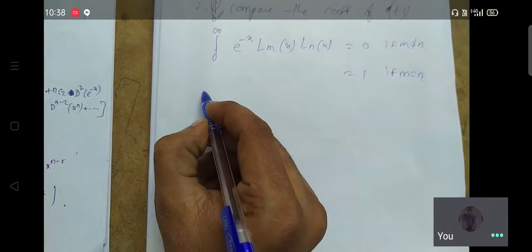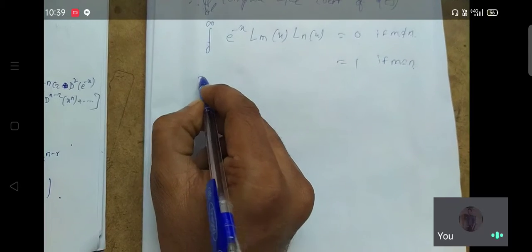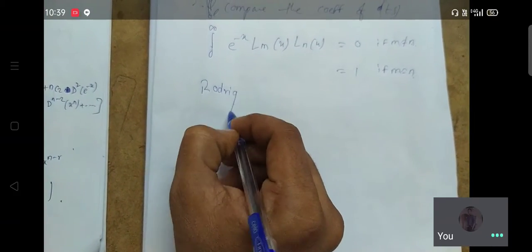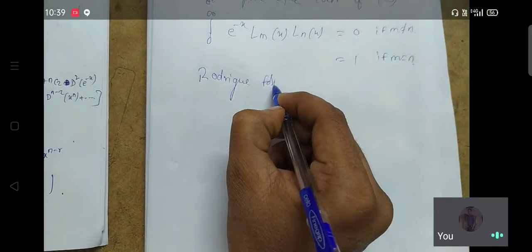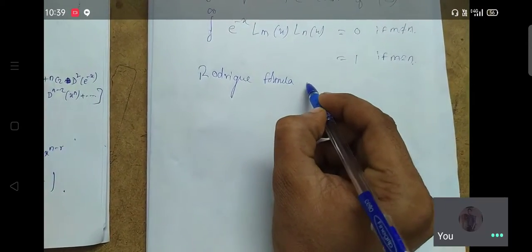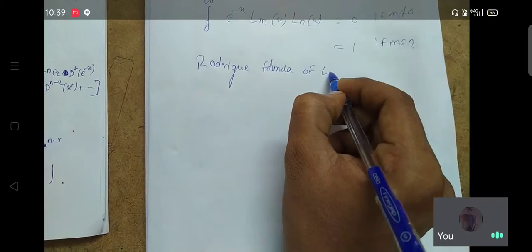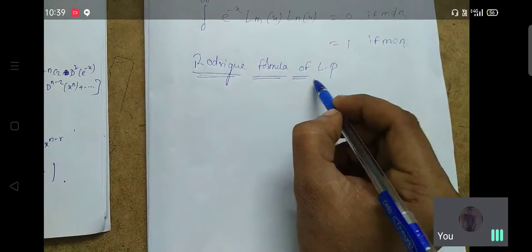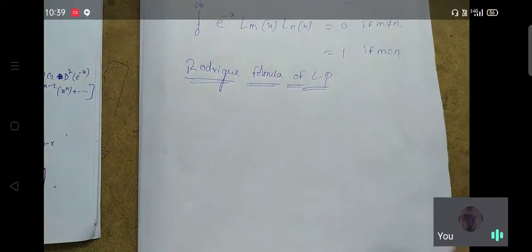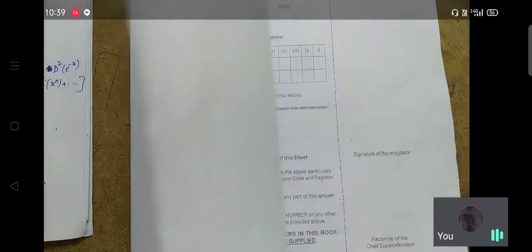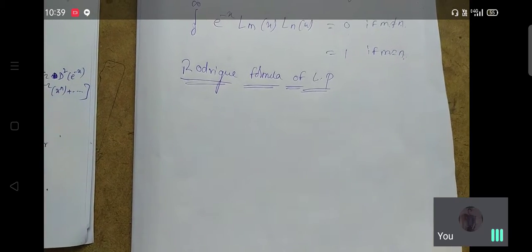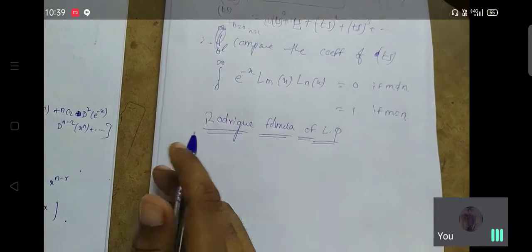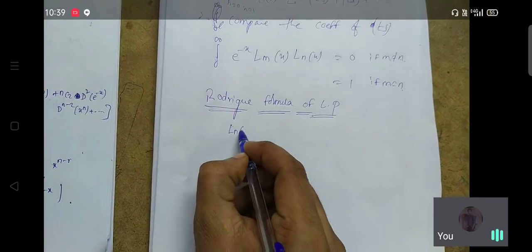So, the Rodrigues formula of Laguerre polynomial. From this Rodrigues formula we can find out the values of L0 of x, L1 of x, L2 of x. Okay, so let us prove the Rodrigues formula.